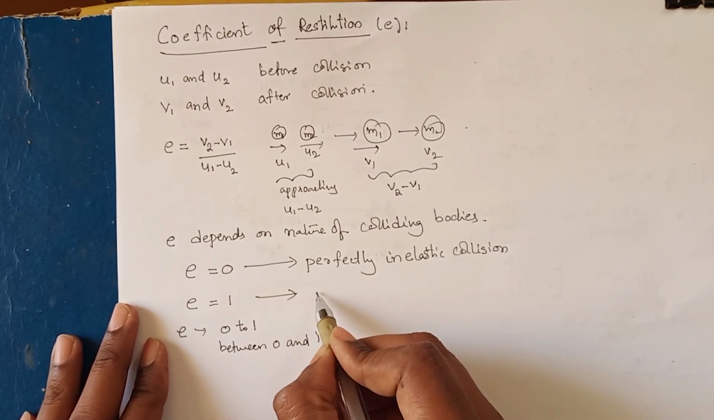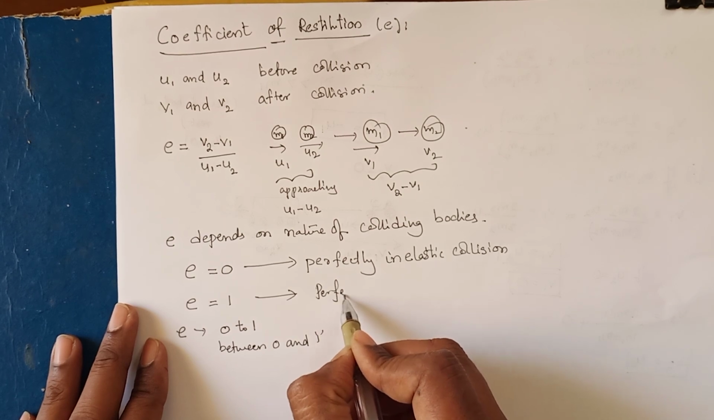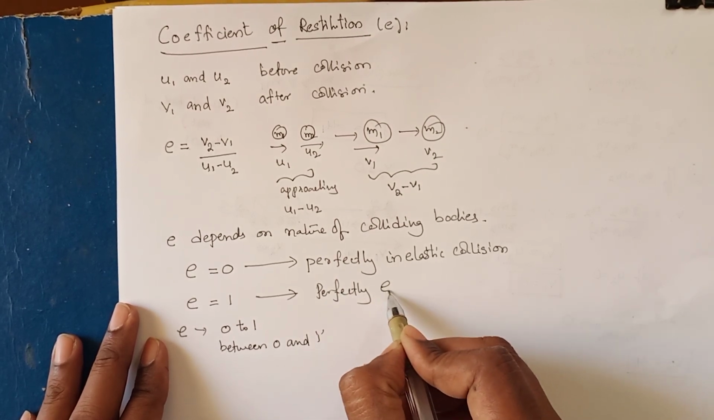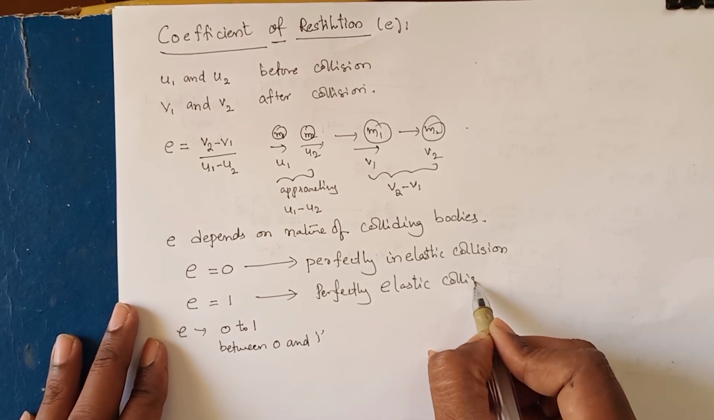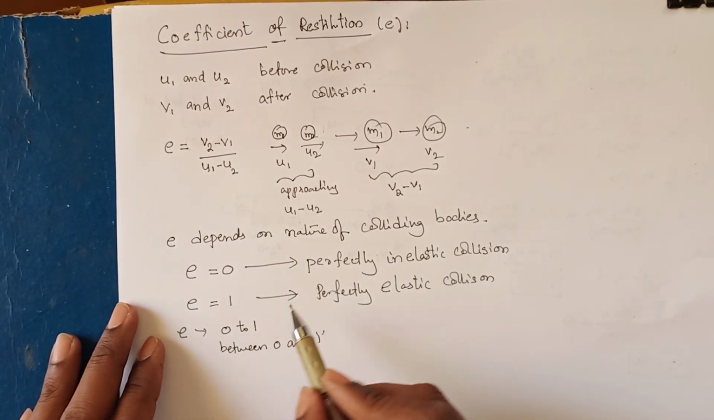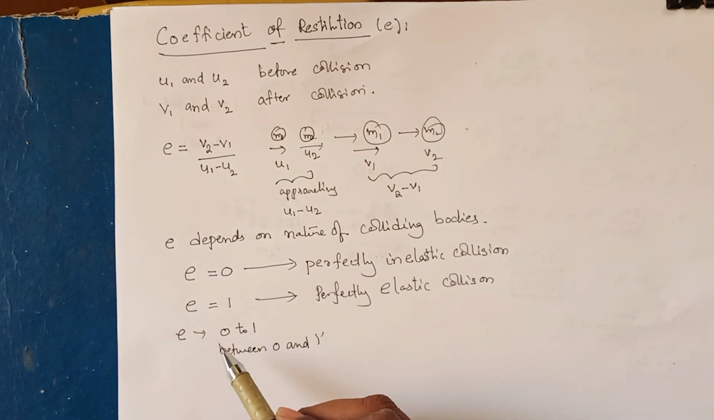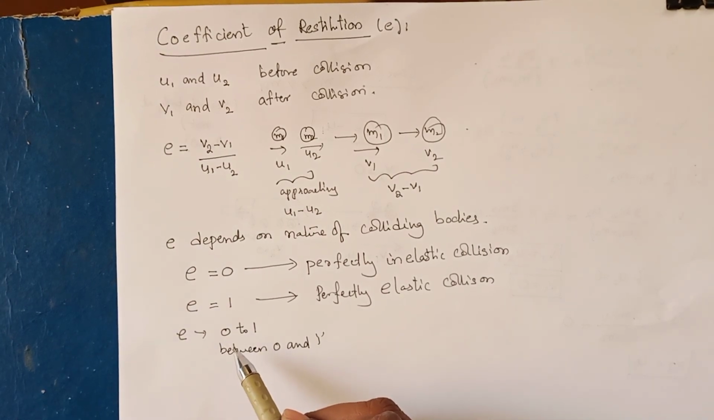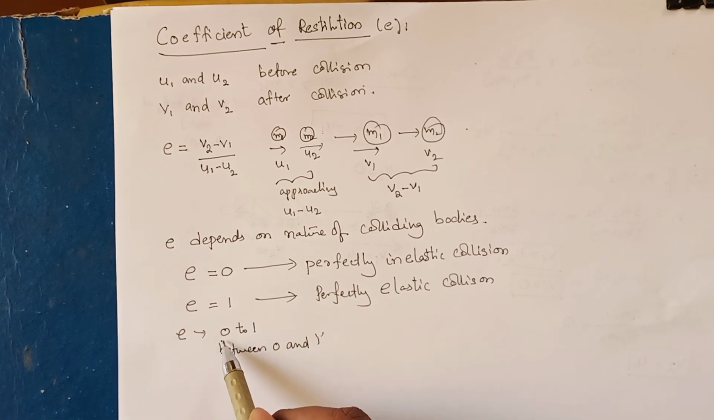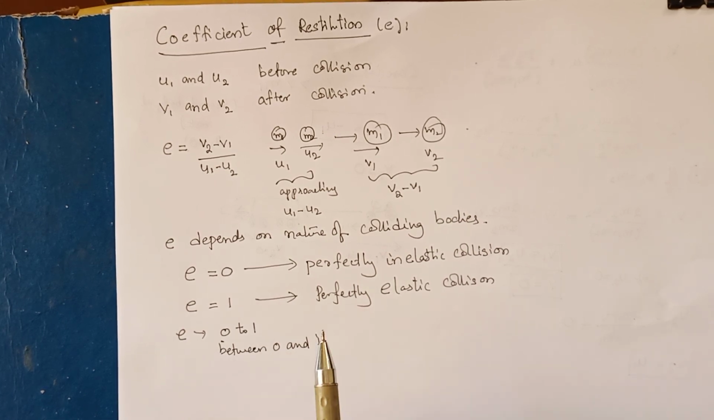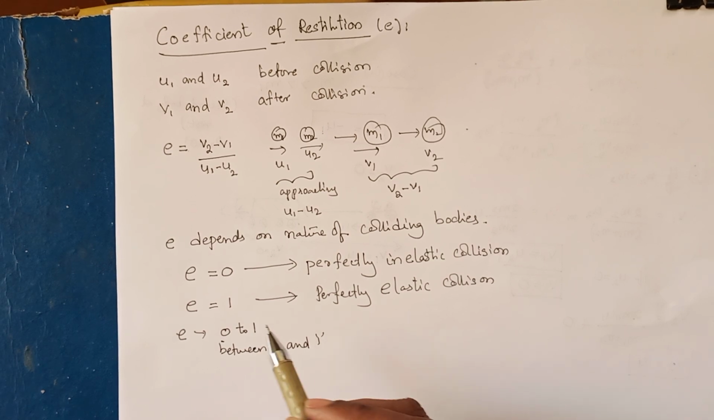E is equal to 1 means a perfectly elastic collision. And most probably the collisions are elastic collisions. In practice the value lies between 0 and 1, meaning 0.1 to 0.9, right?